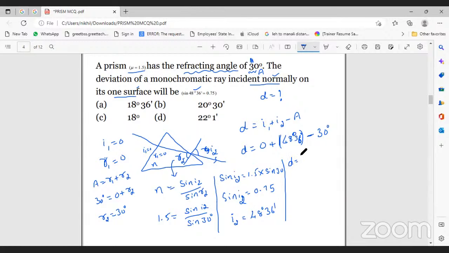So deviation is equal to 48 degrees 36 minutes minus 30 degrees 0 minutes. 36 minutes minus 0 minutes is 36 minutes, and 48 degrees minus 30 degrees is 18 degrees. So what is the deviation? 18 degrees 36 minutes.